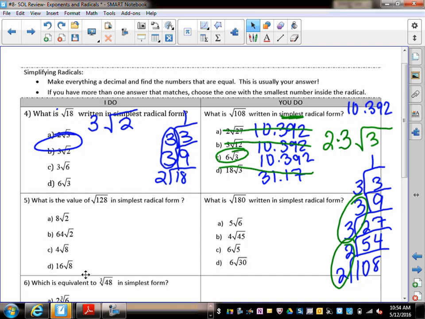So 2 times 3 gives us the 6 root 3, and that is our answer. Oh, so that's the actual way to do it.